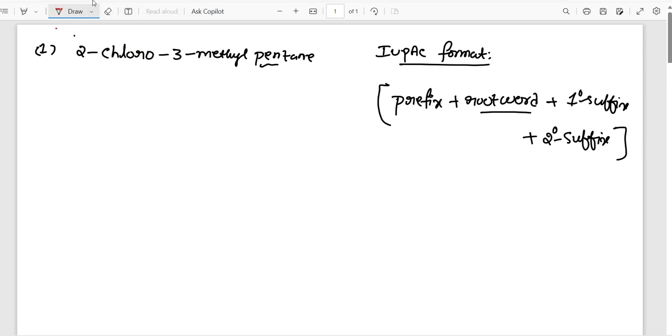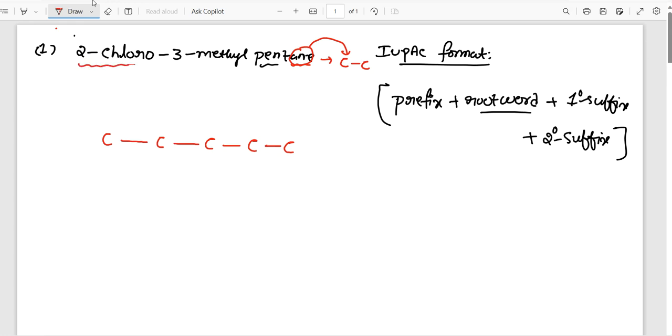Now let us try to draw the compound, starting with the root word. How many carbons are present here? Pent means 5 carbons are present: 1, 2, 3, 4, 5. The 'an' indicates a single bond between carbon and carbon. So in between the carbons, we have single bonds.